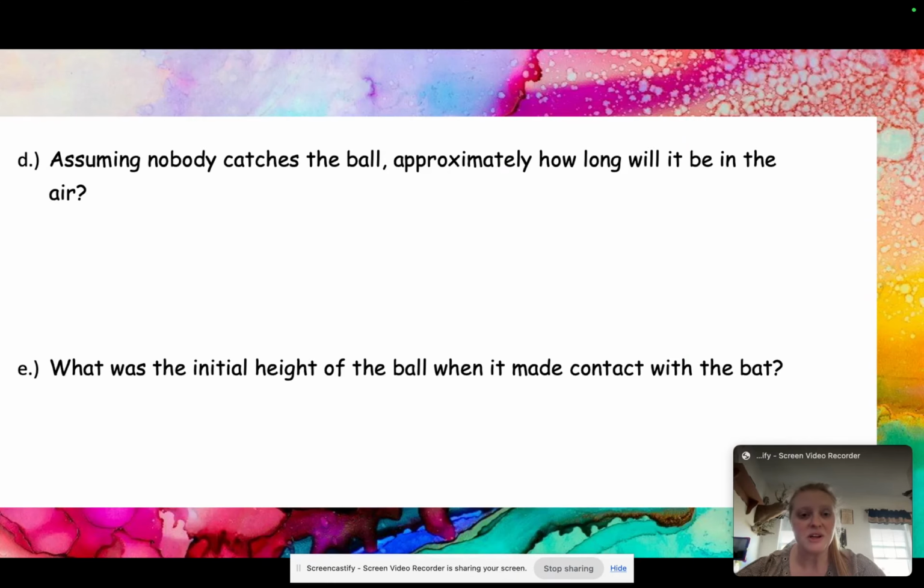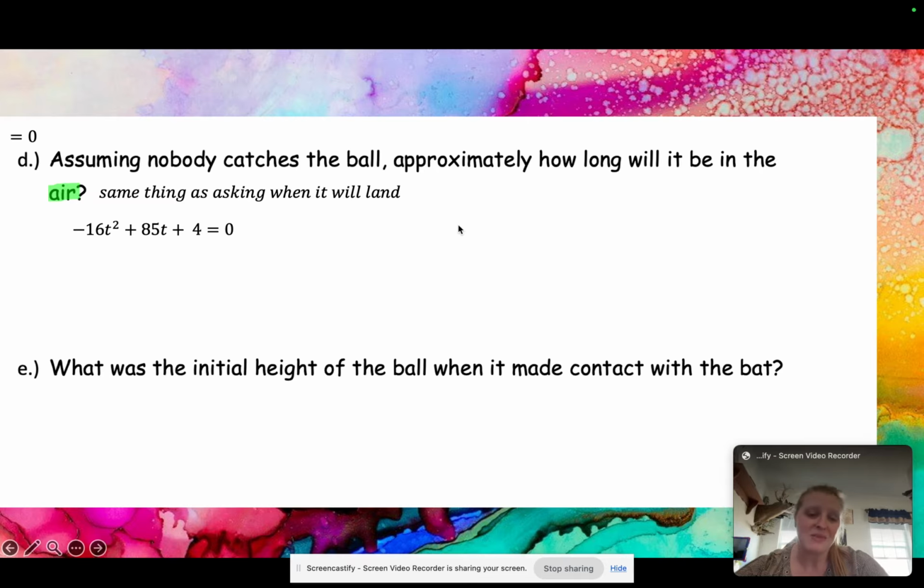In our previous video, we were talking about a velocity problem, and this was the formula that we had built. So in this question, it's saying if nobody catches the ball, when will it basically land? So it says how long will it be in the air, but that is the same thing as saying when will it land. So that means that we want to equal it to 0.